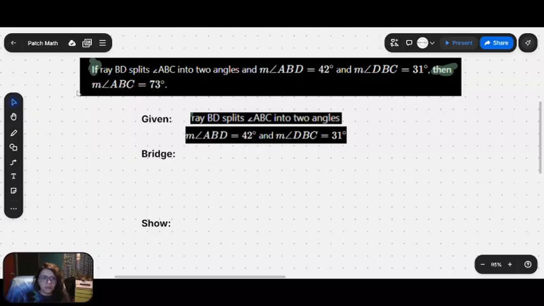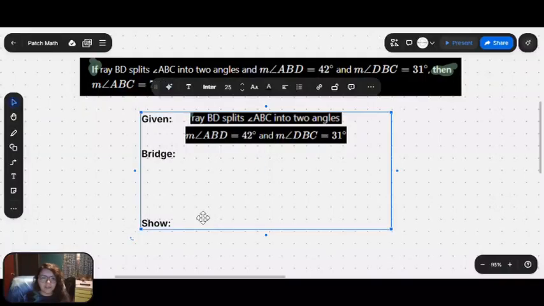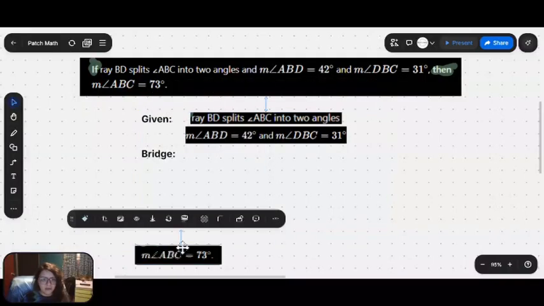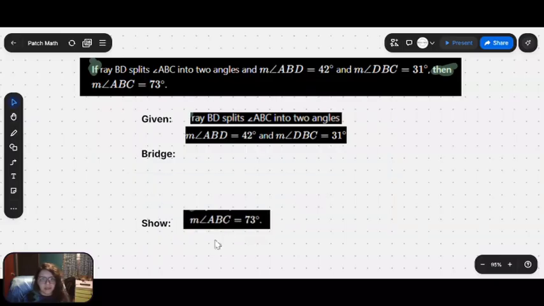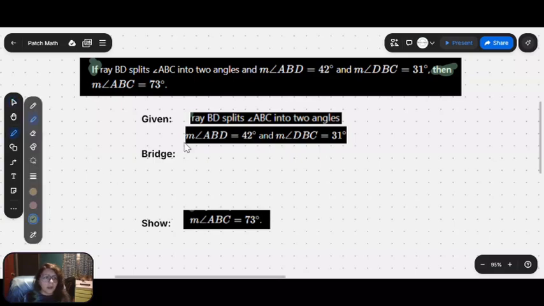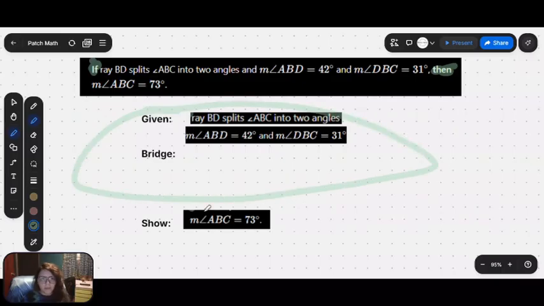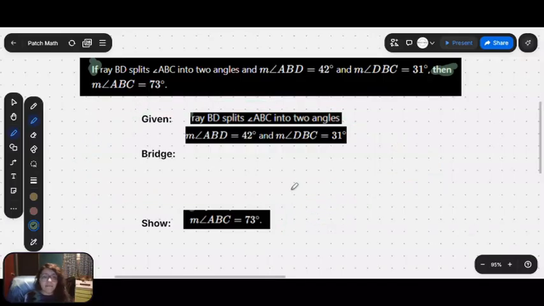Well, then we're going to ask ourselves, what are we trying to show here? In an if-then statement, lucky for us, our show is always going to be after the then. Looking here, you'll see that we're trying to show that the measure of that external angle, angle ABC, is 73 degrees. Now, at no point up here can we assume our show. We must prove this to be true based off from what is given and the math fact that bridges the gap.